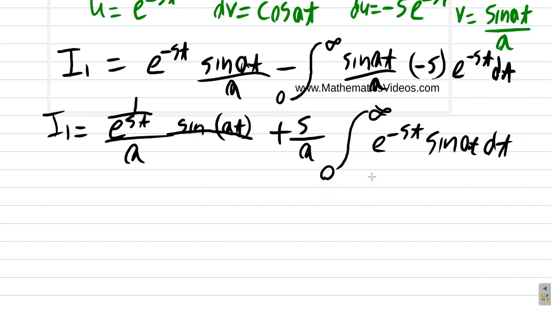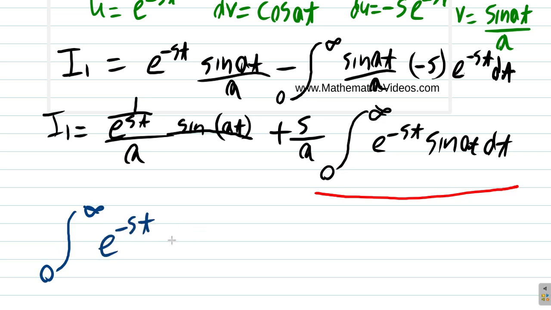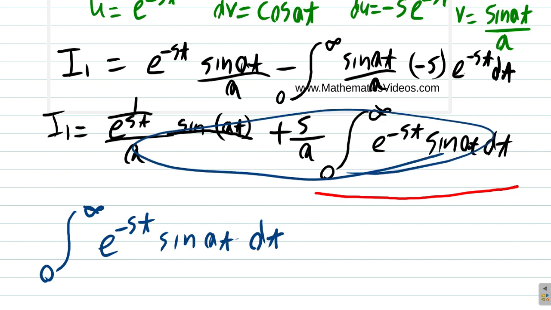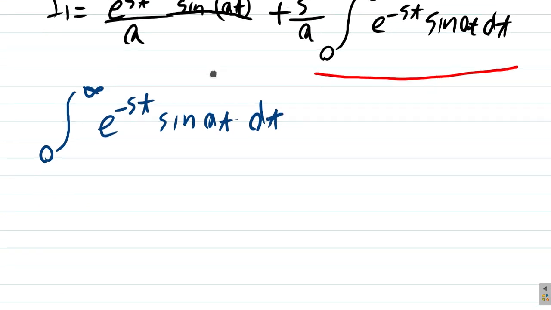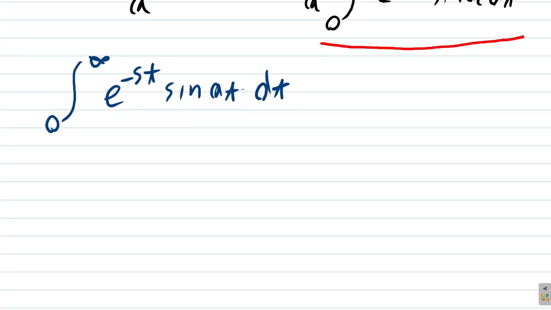Now we want to concentrate on this part. What we want to do is find the integral from 0 to infinity of e to the negative st sine at dt. Then we'll come back to this later on. Alright? Now, we use integration by parts.